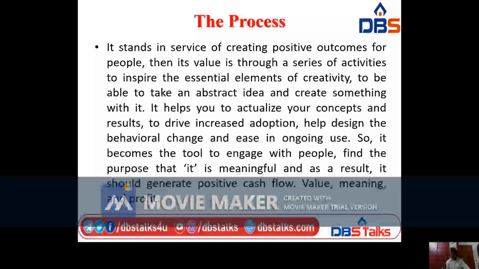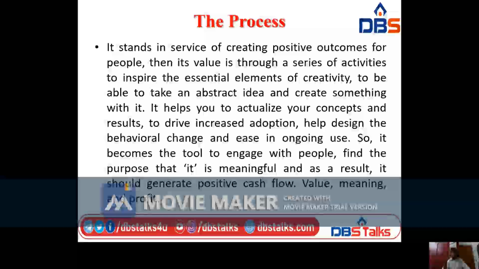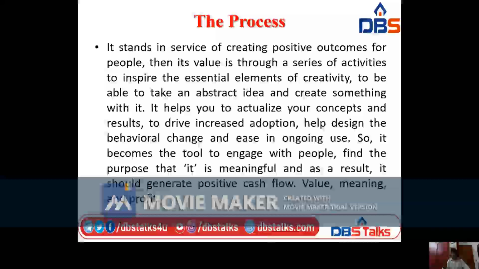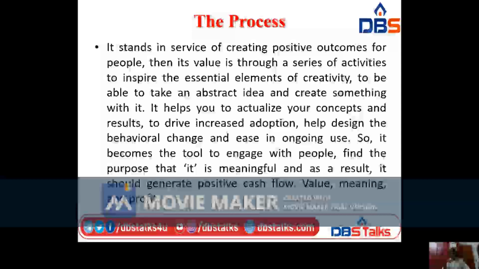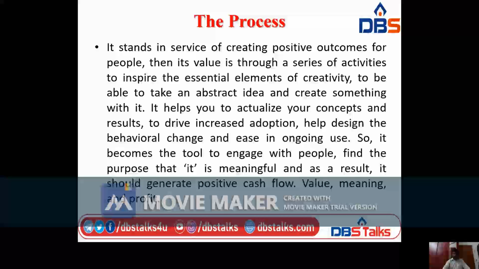Find the purpose that is meaningful, and as a result we are finding it to be purposeful. For the purpose of all these things, we get results that should generate positive cash flow, value, meaning, and profits. By using the process of design thinking, we'll get all these things like value, meaning, etc.